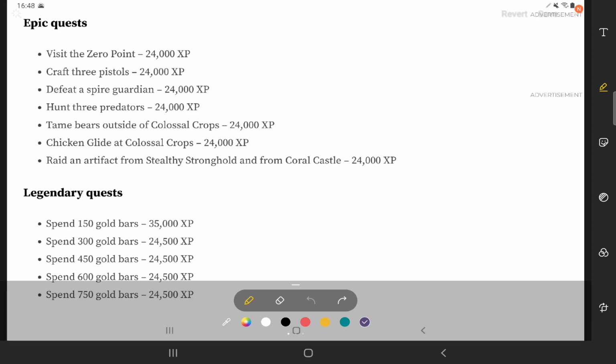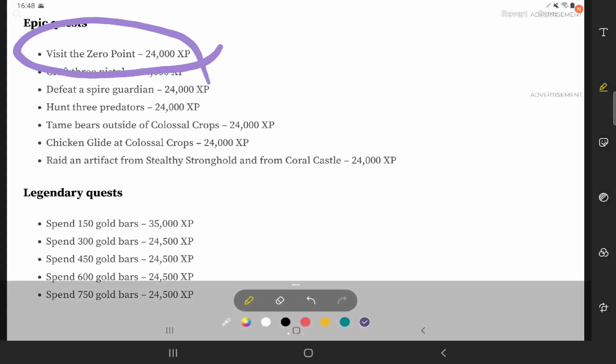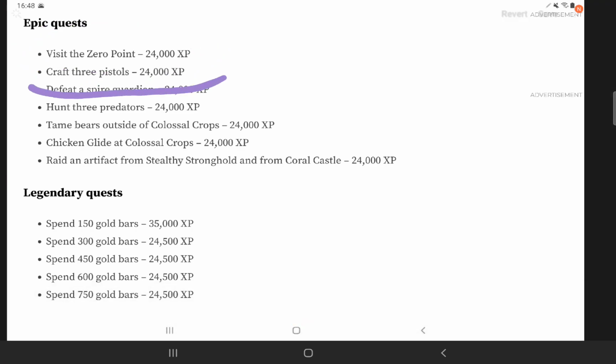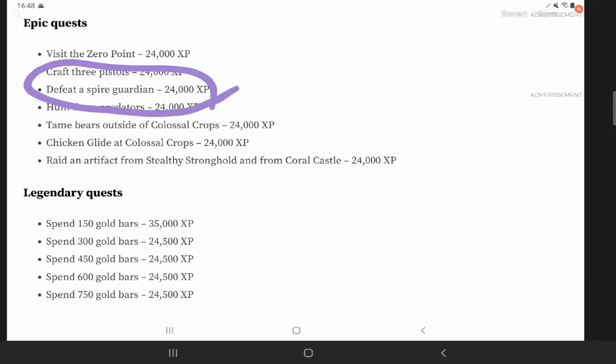But anyway, let's start with the first one. Visit the zero point. The zero point is in the spire, at the top of the tower of the spire. Quite easy to reach. Craft three pistols. Not much to explain, just find a makeshift pistol and craft it. Then defeat a Spire Guardian.